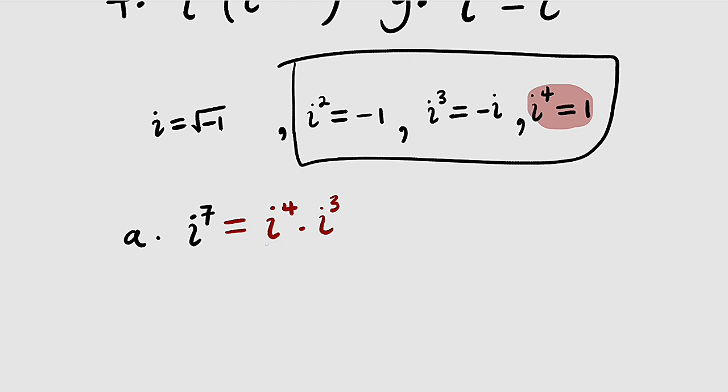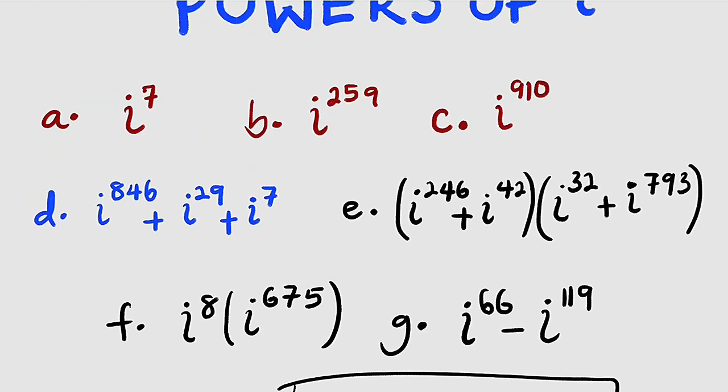But we have already seen that i to the fourth power is 1 here. But what about i to the third power? It is equal to -i. So this is just 1 multiplied by -i, which is equal to -i. Therefore, i to the seventh power is -i. Then the B part.